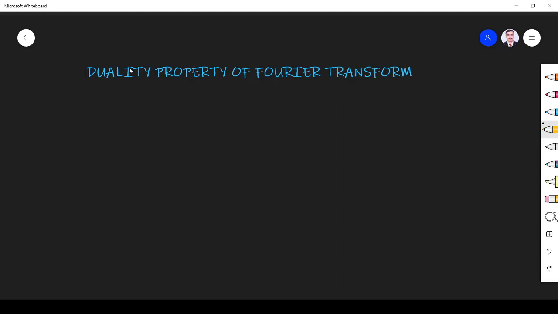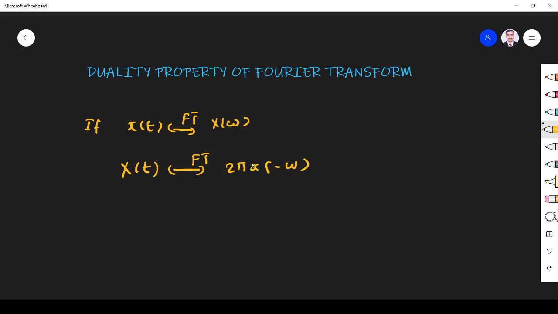Let us see this important property. It is critical but a very good property. The property states that if x of t has Fourier transform of X of omega, then capital X of t has Fourier transform of 2 pi small x of minus omega. This is what is called the duality property of Fourier transform.